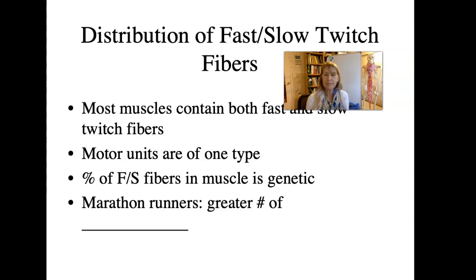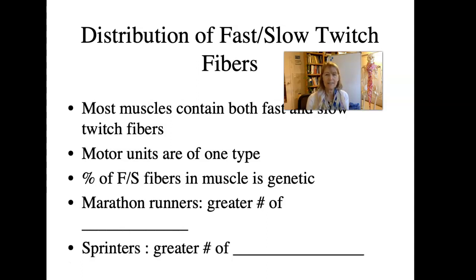So marathon runners, again, greater number of slow twitch. Sprinters, greater number of fast twitch fibers, but then they run the 100 meters and then they can't run anymore. I mean, it's an all-out fast, and then it's over, and your energy's over.